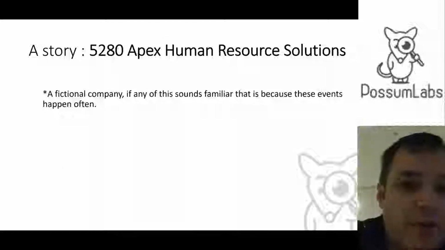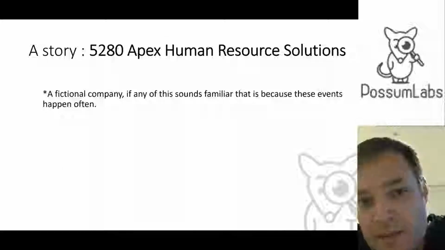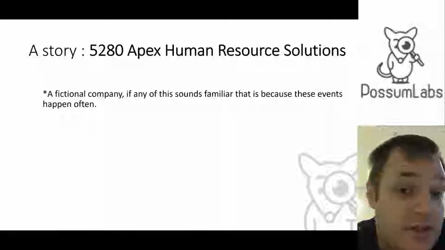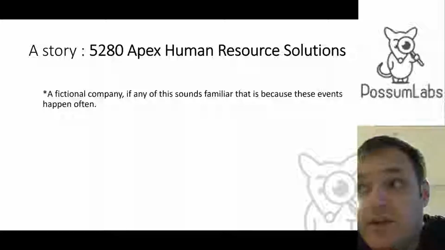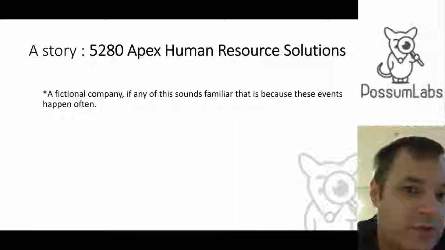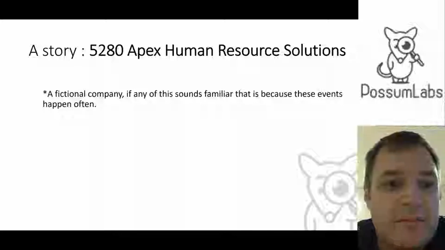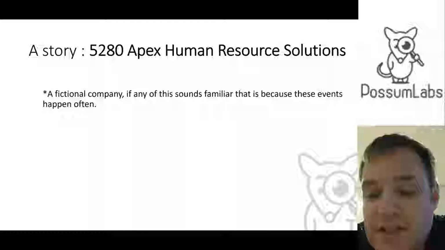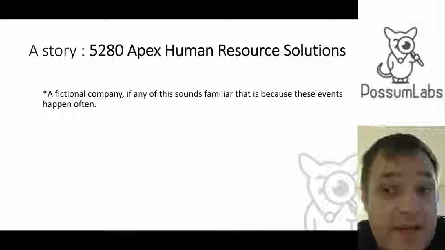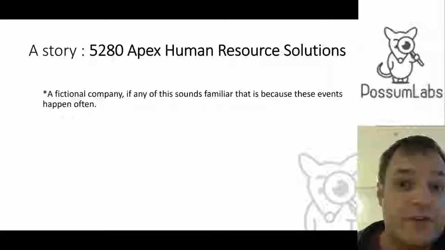So for our examples, we'll be talking about 5280 Apex Human Resource Solutions. This is a fictional company. If you're in the Denver area, you'll probably know that lots of companies are called 5280 or Apex. For people outside of it, that's why it's called that. Now, some of these examples may sound familiar, and that's probably because these events happen quite often.